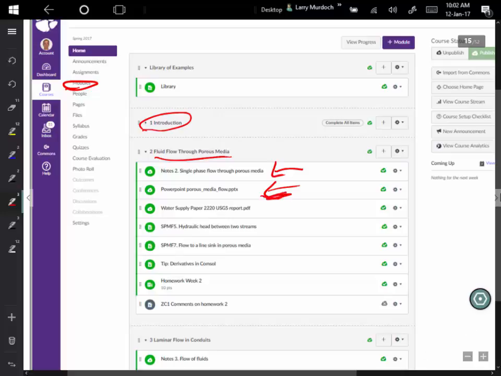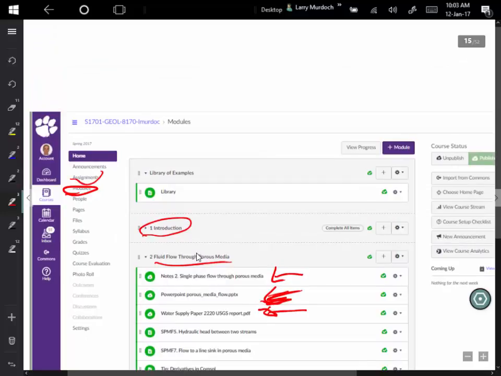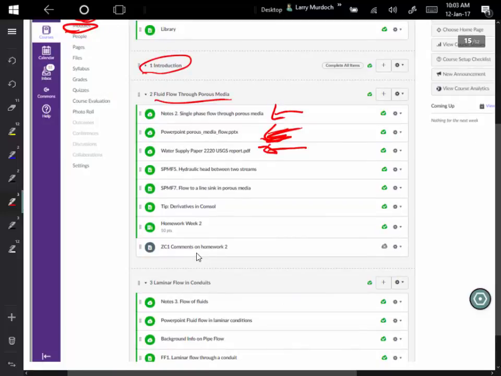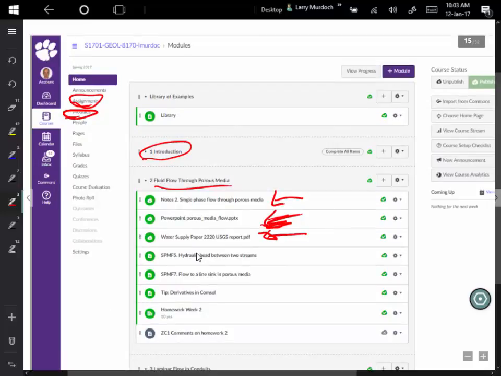There's a PowerPoint that I'll use in the lecture, and then here's a USGS report that gives some additional information, and then this stuff is related to the homework. You can also go to the homeworks directly if you go right here to assignments. But the main organizing structure within Canvas is these modules. The way this, well, okay, let me go to Canvas.